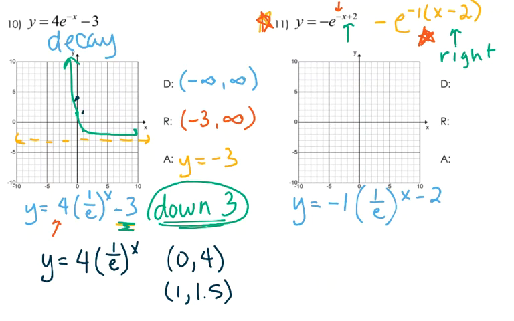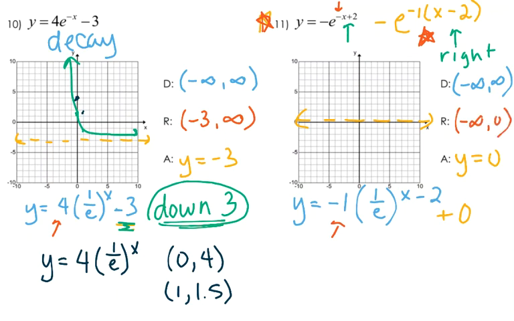Alright, domain, -infinity to infinity. Asymptote, there's actually nothing added out here. There's just a +0, so the asymptote's y equals 0. The range, hang on, had to graph my asymptote. Alright, the range, since a is negative, the graph's going to be below, so it's going to be -infinity to 0.